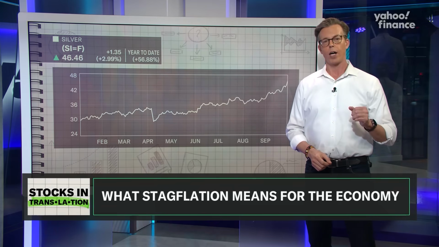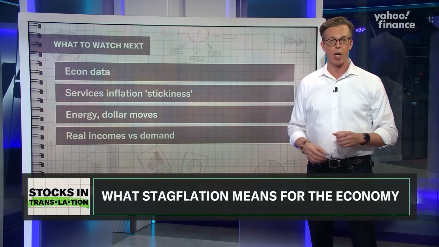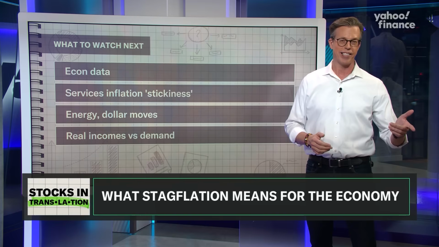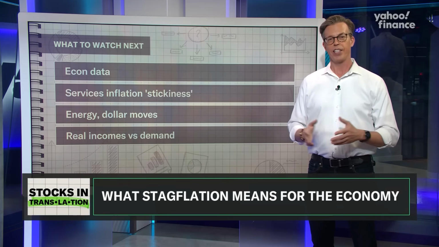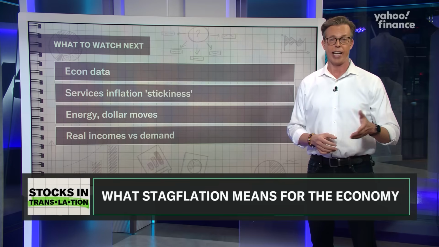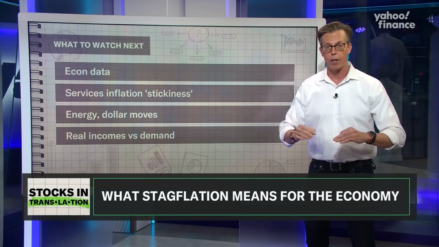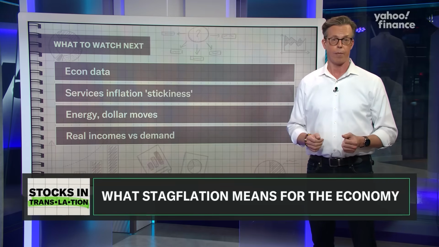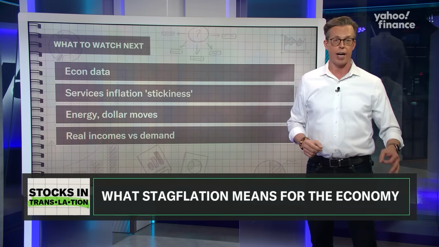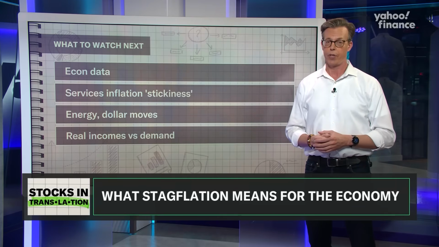So here's what we want to watch for in the S checklist. On the data front, we're going to continue to watch jobs and CPI and PCE and GDP. We're especially keeping an eye on services inflation, as well as shelter, insurance, and healthcare costs. If these cool down, then core inflation cools as well. Then watch energy and the dollar. An oil pop or weaker dollar can reheat headline inflation pretty fast.